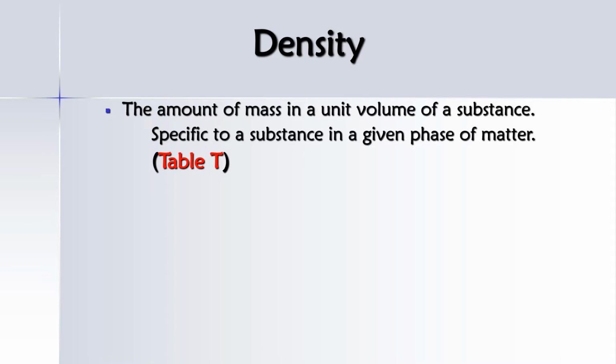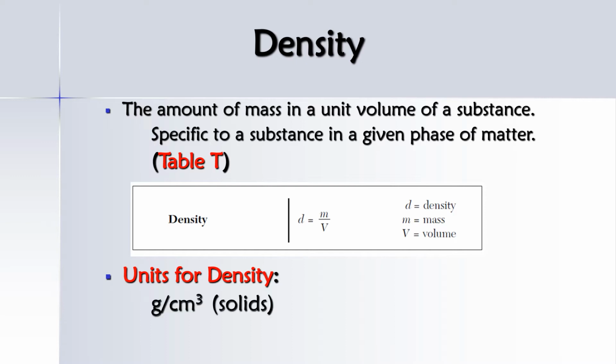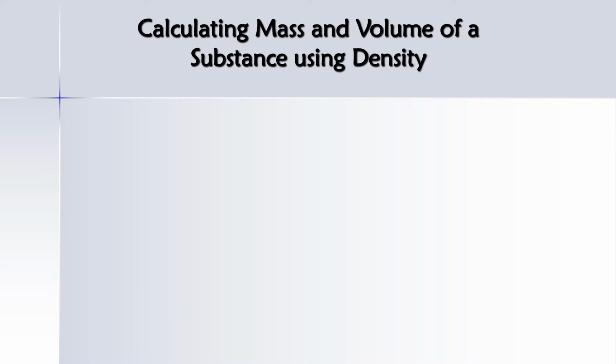So you guys are given the equation to calculate density based on its mass and volume in Table T, which is on page 12 in your reference table packet. This is what that equation looks like. So density is equal to mass divided by volume. Remember the units for density. The unit for mass is grams, divided by the unit for volume, which can either be milliliters if we are looking at a liquid, or centimeters cubed if we have a solid. So the unit for density can either be grams per centimeter cubed for solids, or grams per milliliter for liquids.